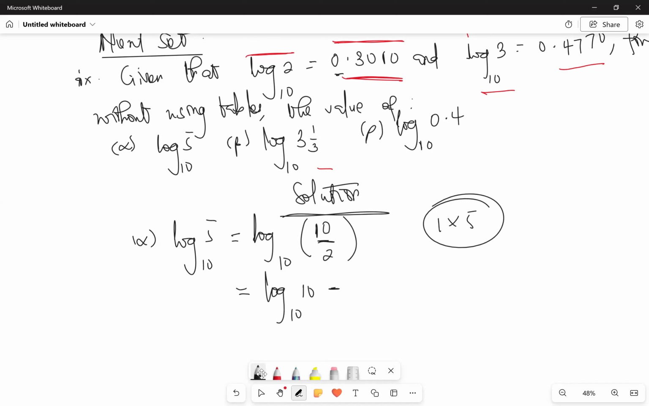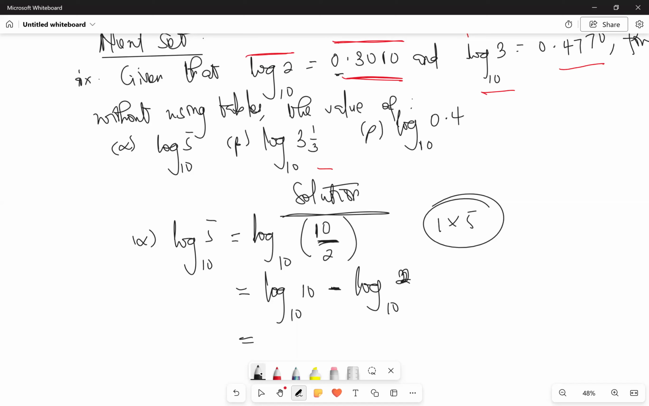Divided will be my... do you remember how we arrived at division? Sometimes when a question comes, cast your mind back to the laws. When it's subtracting, we divide. When it's adding, we multiply. So at this point, you reverse it. You only do those reversals for this kind of question. So that'll be minus log what? To the base of 10 of 2.